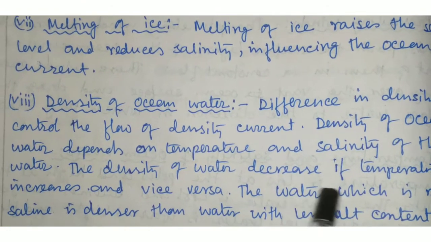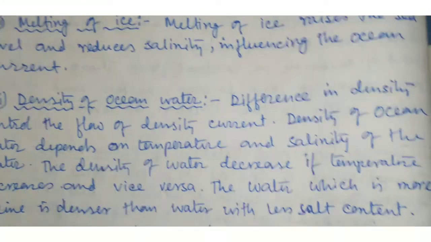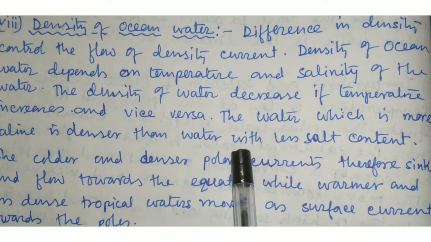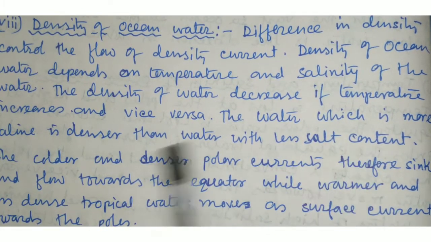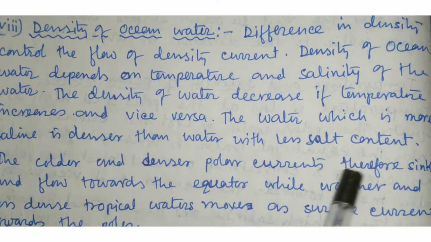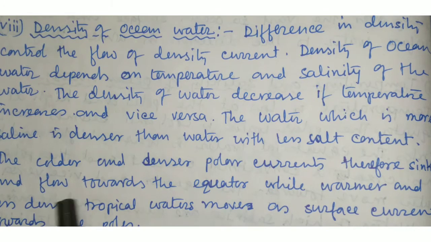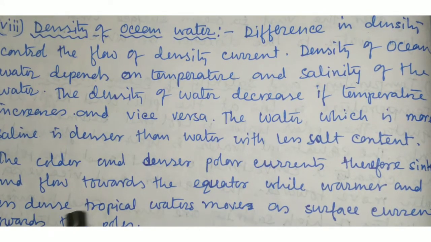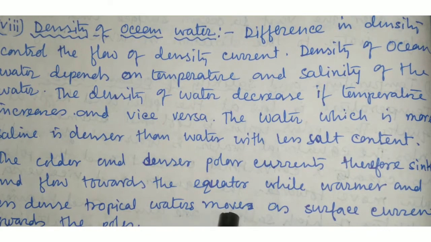The water which is more saline is denser than water with less salt content. The colder and denser polar currents therefore sink and flow towards the equator, while warmer and less dense tropical waters move as surface currents towards the pole.